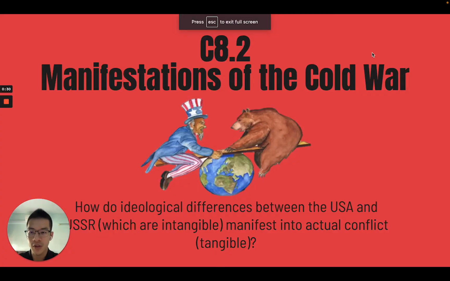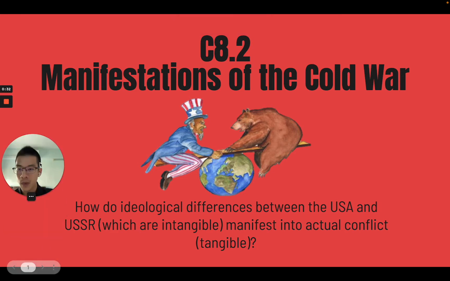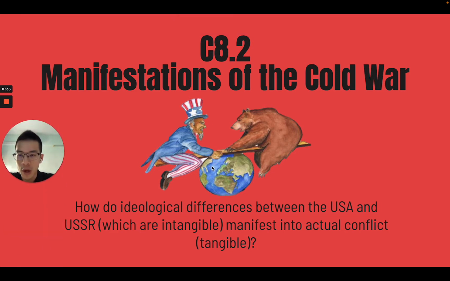So this is the final section of the origins of the Cold War. And the big inquiry question now that we're looking at is how did the ideological differences between the USA and the USSR manifest in actual conflict? Okay, so what does this actually mean? These ideological differences refer to a difference in views on how the world should be run. Okay, so the Americans wanted a democratic or capitalist world. The Soviets wanted a communist world.